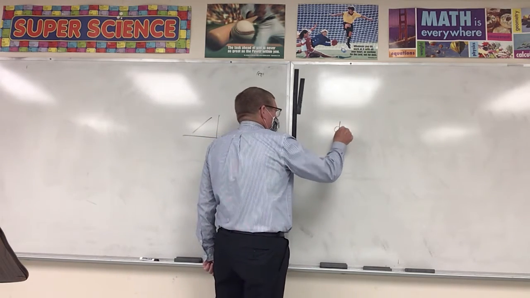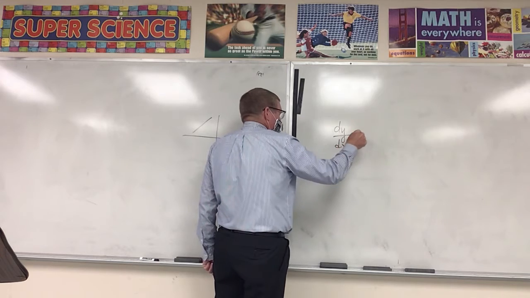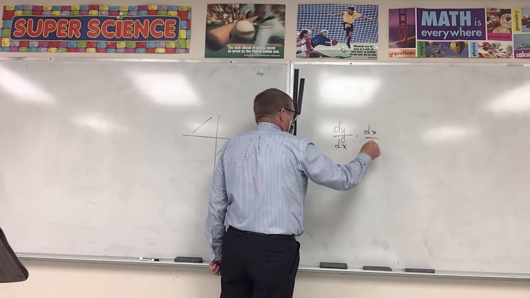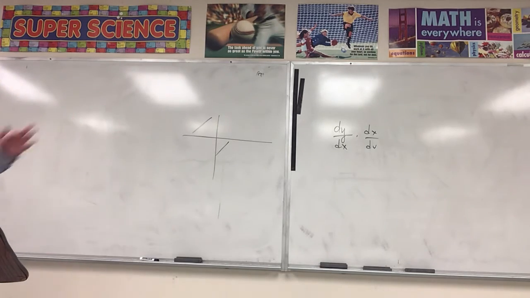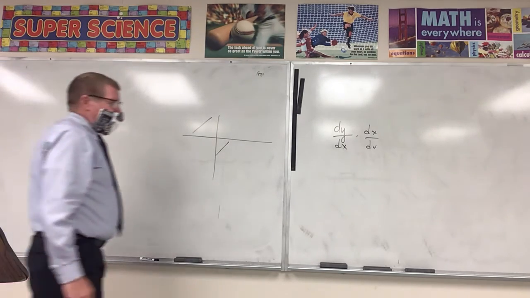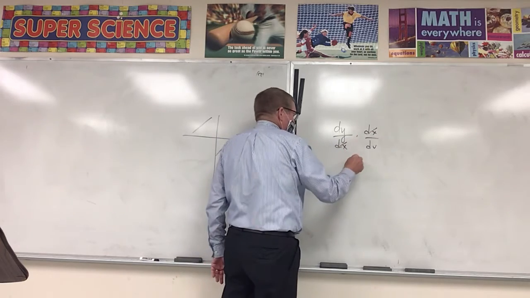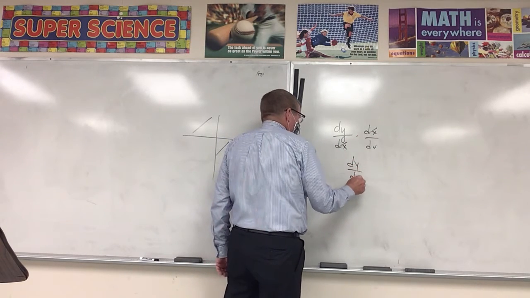So say for instance, if we have dy over dx times dx over dv, all right, we use basically unit analysis because what happens? What happens to the dx's? So you cross it out. They cancel out. And so I'm left with dy over dv.